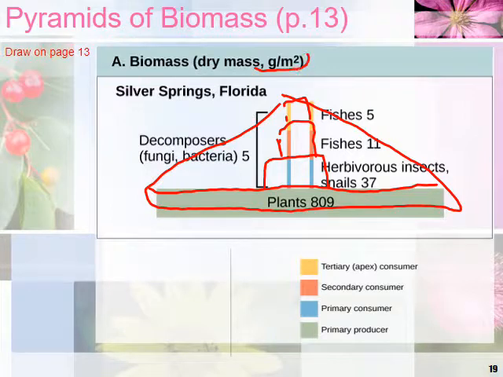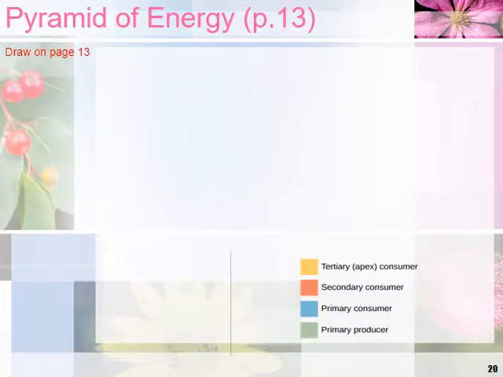And we would say that in terms of grams per meter squared. So what is the actual mass of biological material available at that trophic level? It's getting smaller and smaller, and it makes sense that it's getting smaller because we're also losing energy and the number of individuals that are taken up on each trophic level. And then our last pyramid is our pyramid of energy.